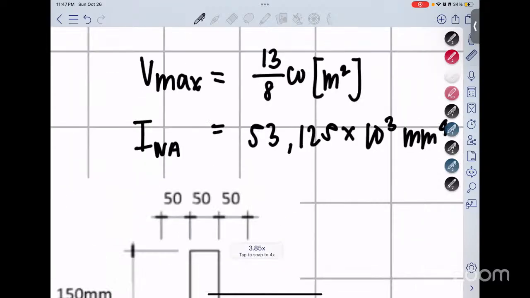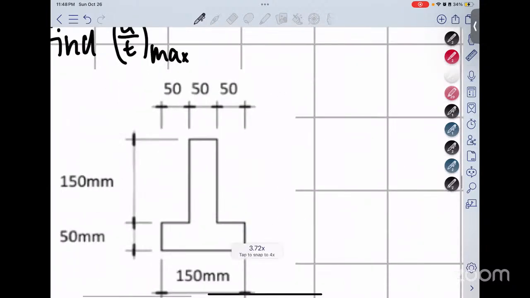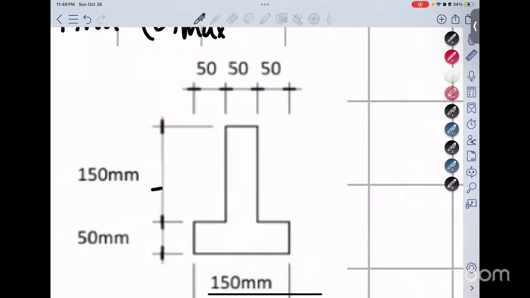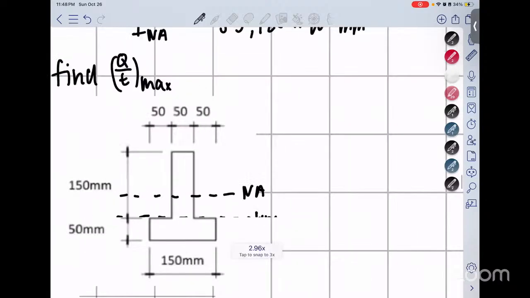Okay, so now we want to find Q over T max. Let's take our first candidate, which is the neutral axis. We establish this to be around here, so this is your NA. And then the junction that we want to investigate. Okay, let's start with the neutral axis. To get Q, it's the area of either above or below the point times the distance of the centroid of the shaded area to the neutral axis.